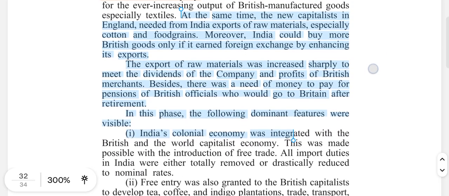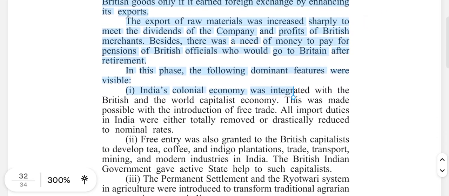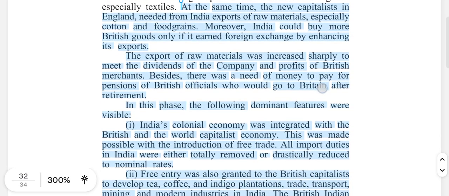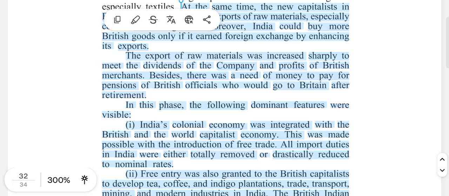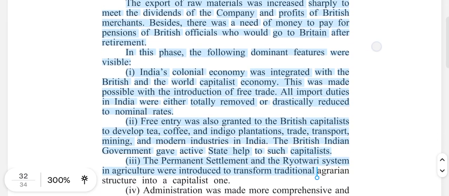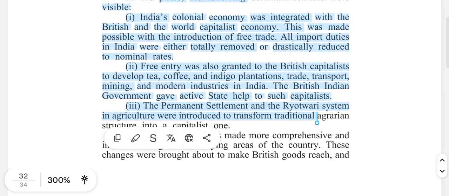The export of raw materials was increased sharply to meet the dividends of the company and profits of British merchants. Besides, there was a need of money to pay for pensions of British officials who would go to Britain after retirement. In this phase, the following dominant features were visible. India's colonial economy was integrated with the British and the world capitalist economy.